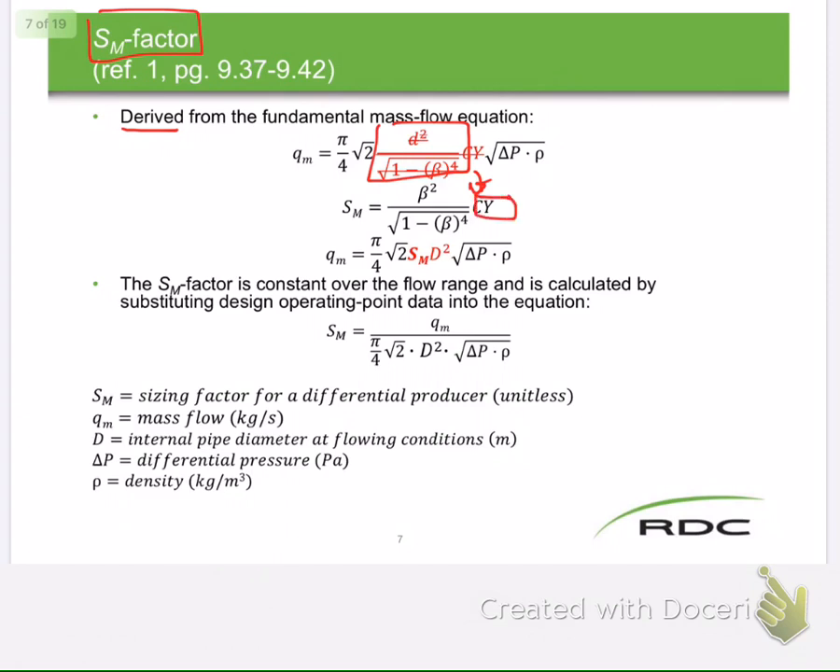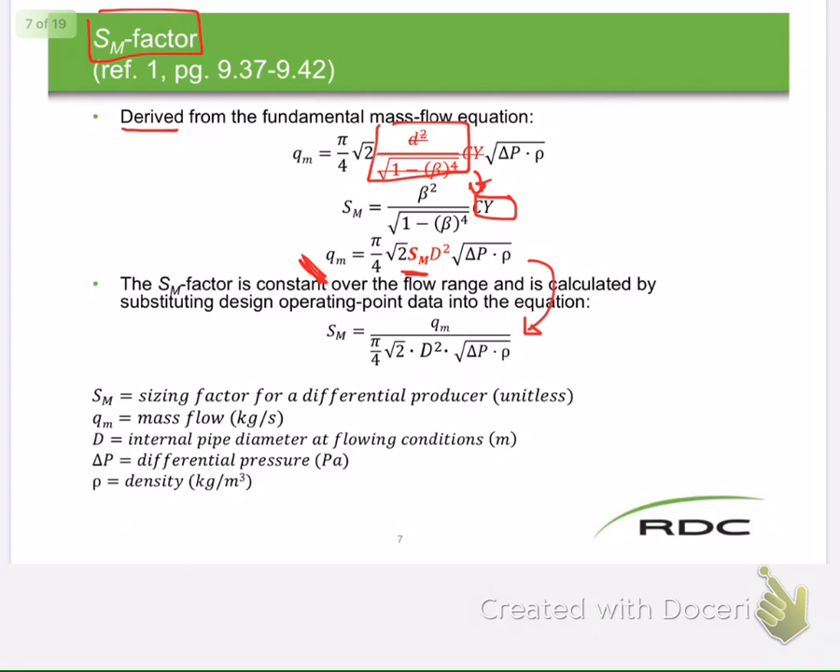The discharge coefficient and Y, which is the expansion coefficient. So you can see now how the fundamental equation simplifies, and that's where SM would fit in, right here in our equation. So if we take that and manipulate it to solve for that SM value, you can see we go down to here and it's been manipulated.